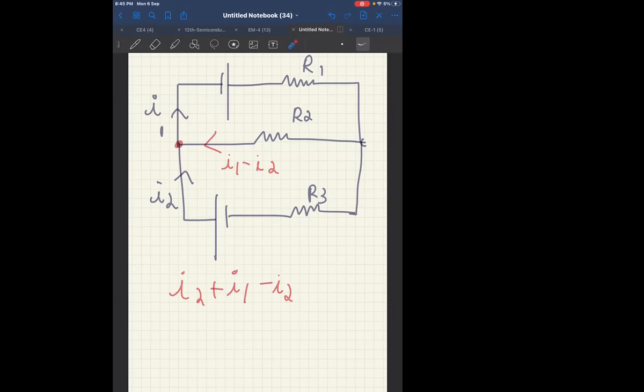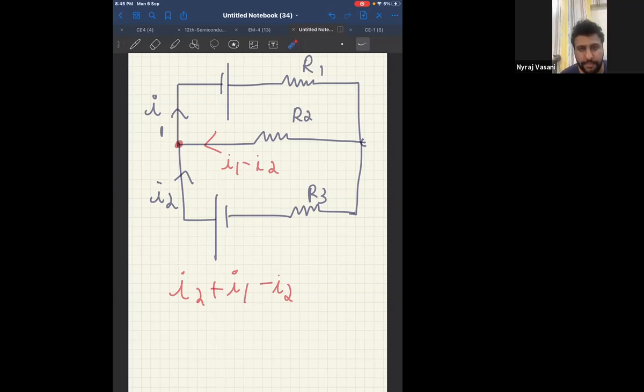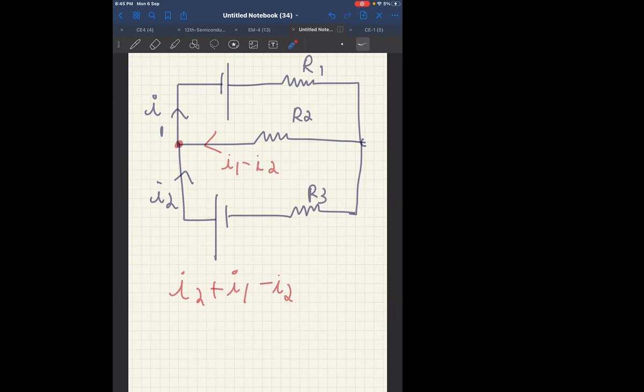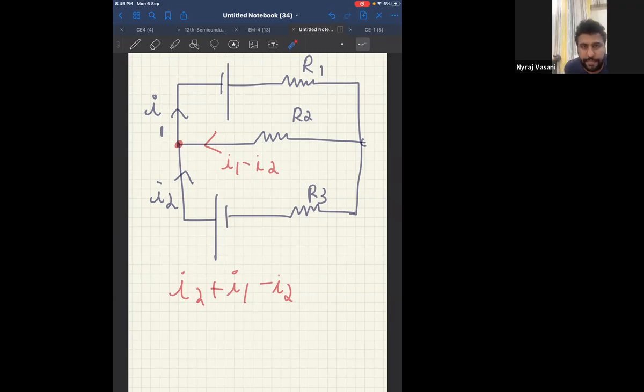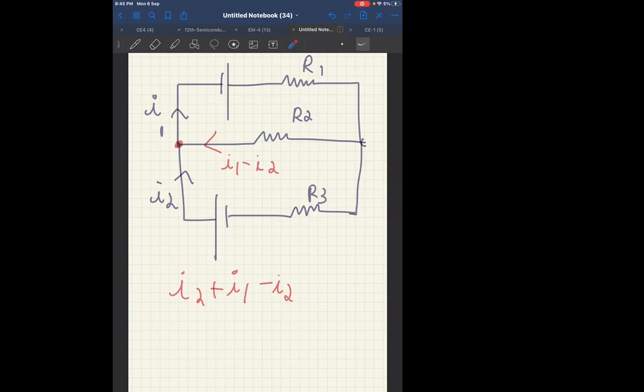Sir, can you show the solution? We'll solve it, you're saying? Solution, sir. Solution means I should solve it now that way. Yeah, sir. I'll solve it.